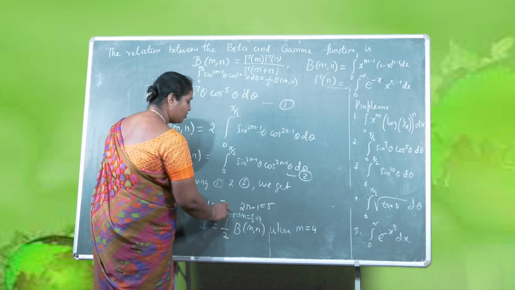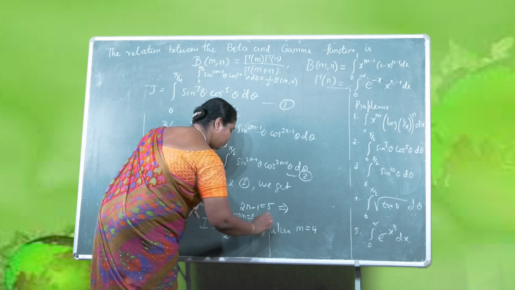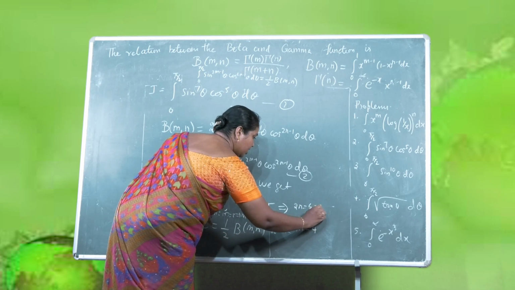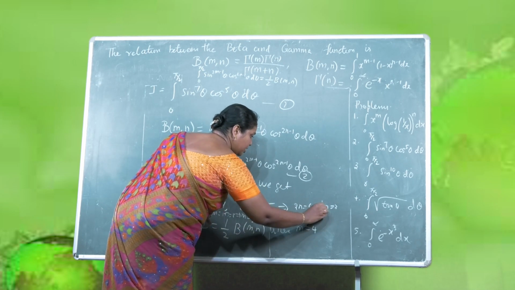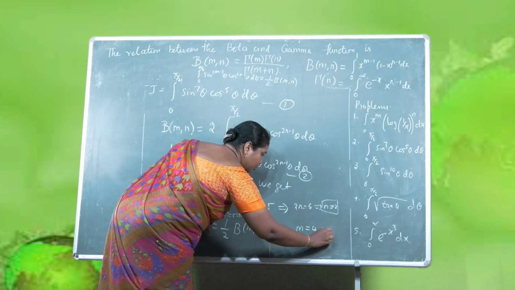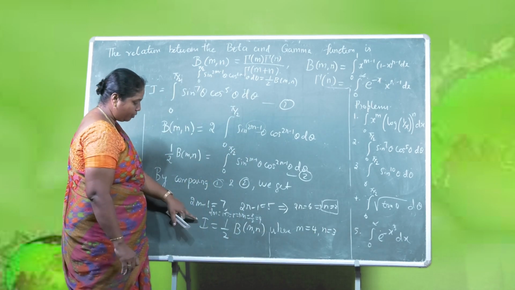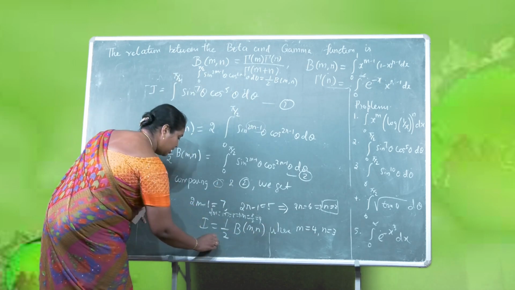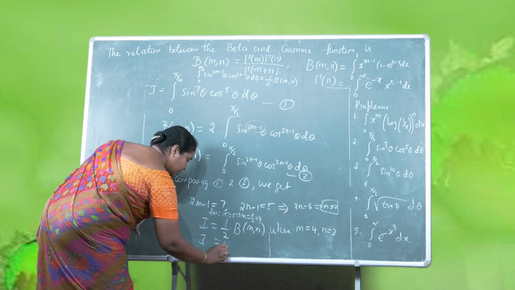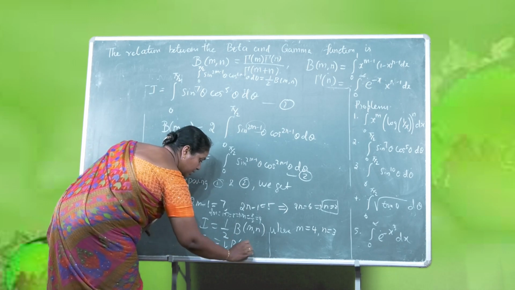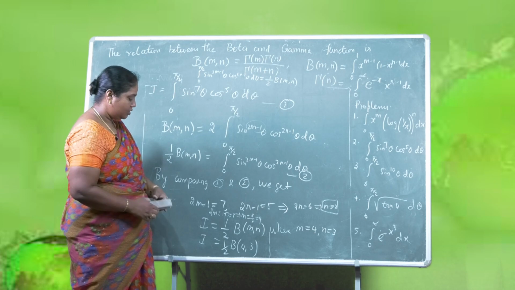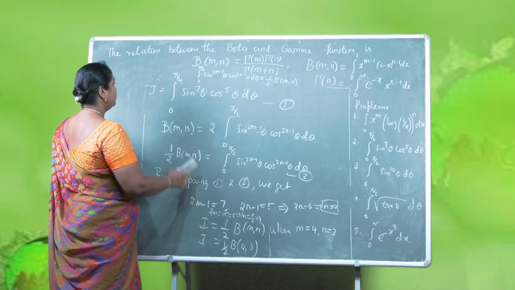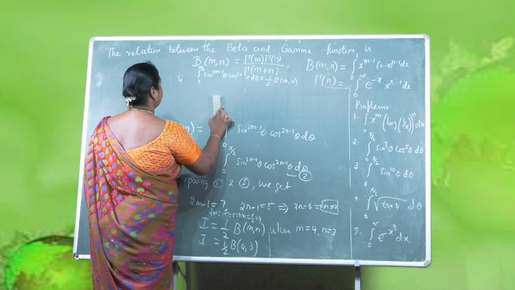Similarly, if you solve this, what will you get? This will give you 2n equal to 1 plus 5, 6. So n equal to 3, because 6 by 2 is 3. So here n equal to 3. So now you may see that the given integral is nothing but 1 by 2 times beta of 4 comma 3. So I is equal to 1 by 2 times beta of 4 comma 3. Now we can use the relation between beta and gamma function to get the answer. How will we do that? Let us see.